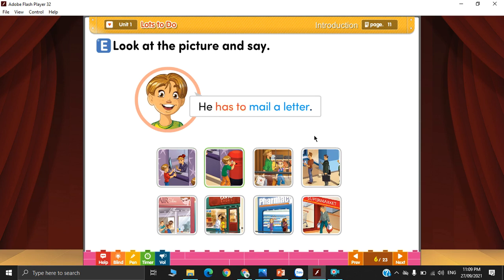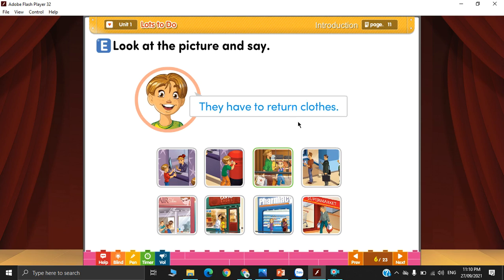Okay, now everyone remember the subject is about I, you, we, they. We say have to. I have to. You have to. We have to. They have to. But the subjects are about he, she, it. We have to say has to. He has to. She has to. It has to. Now listen to the third picture.